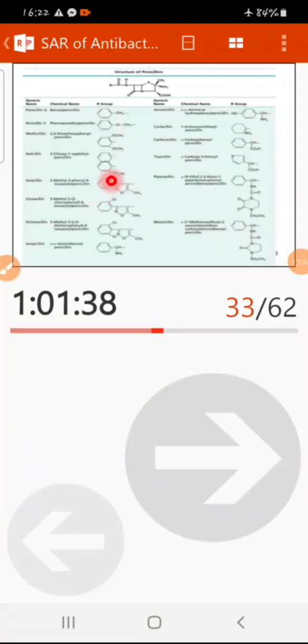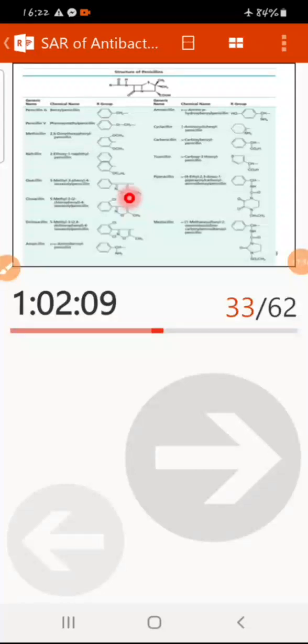Similarly, this compound, nafcillin. This is the alpha carbon. The alpha carbon is part of the ring. It has a good shielding group. Therefore, it is beta lactamase stable. There is no electron withdrawing group and no hydrophilic group. Therefore, it is not acid stable, not given orally, and not broad. Also, go to oxacillin, this structure.